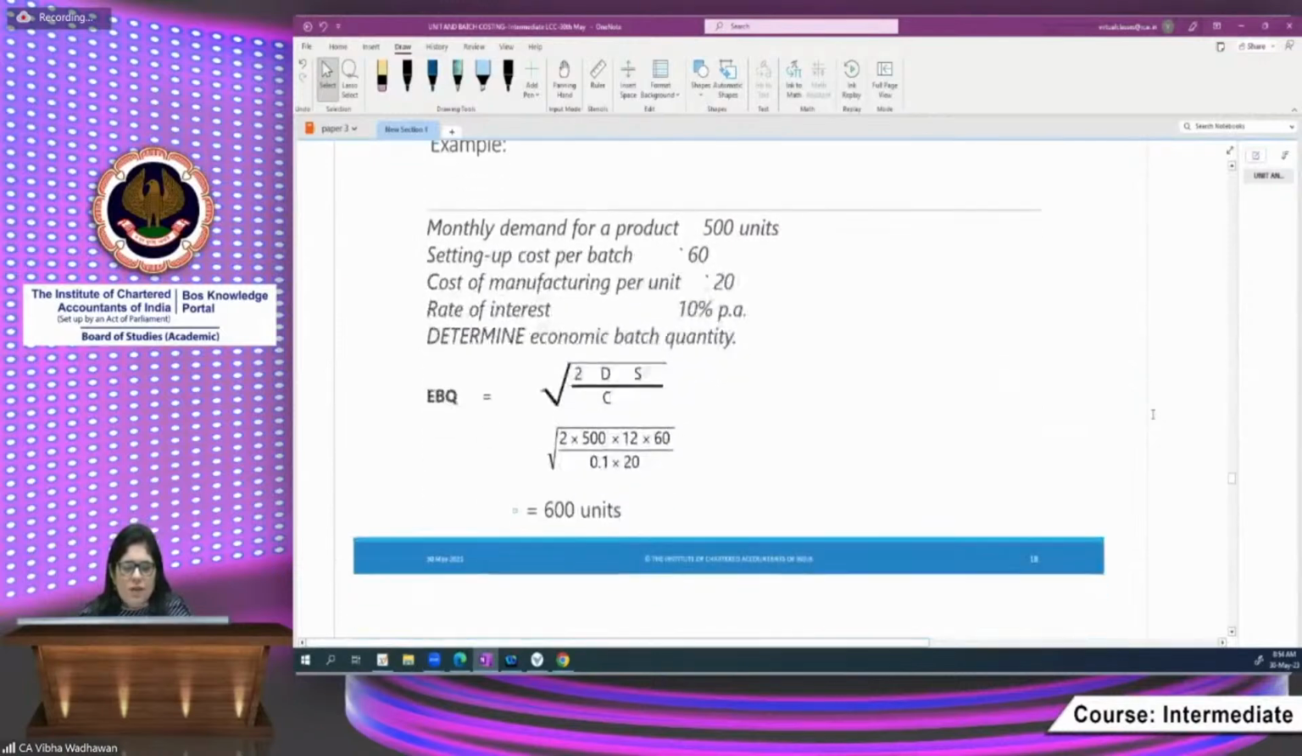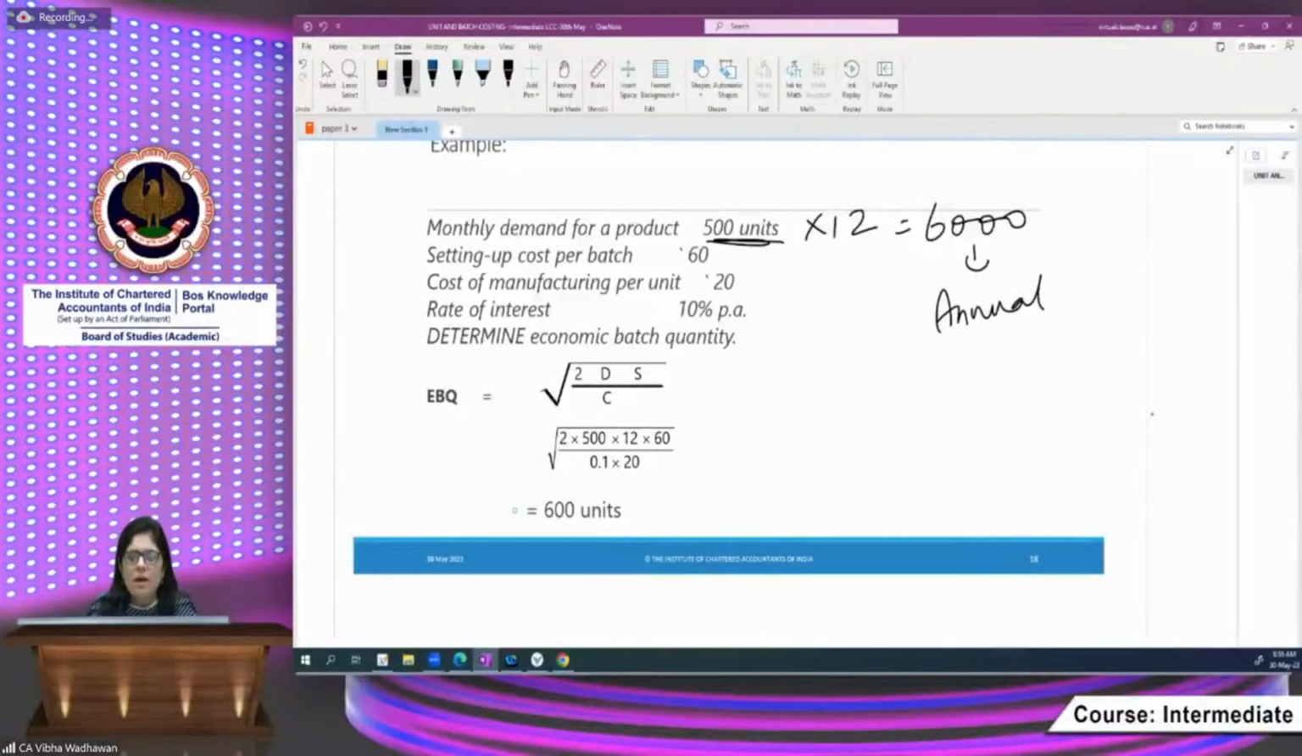Okay, so we have one illustration also. So this is the way we have calculated. The monthly demand is 500 units. We have to have the annual demand. You have to be very careful. So 500 into 12, 6,000 is the annual demand. You have to take the annual demand. Setup cost is 60 per batch. Setup cost is 60 per run, per batch. And storage cost or the inventory handling cost is per unit per annum.